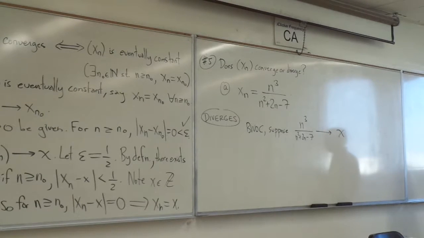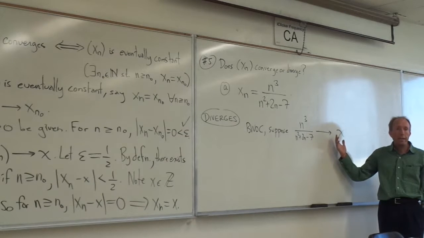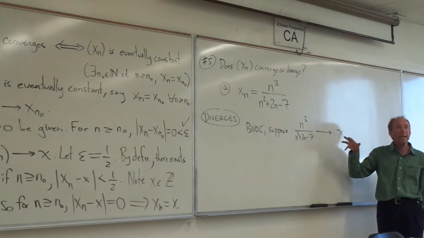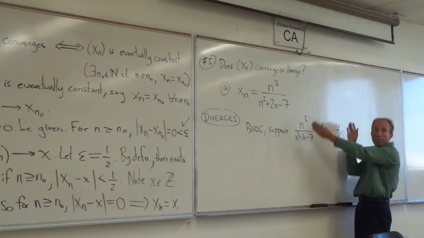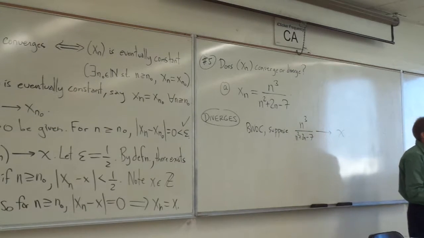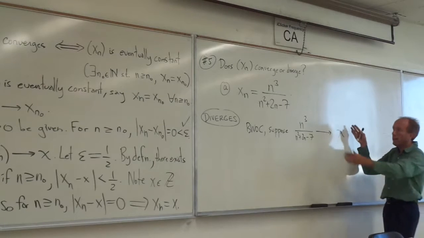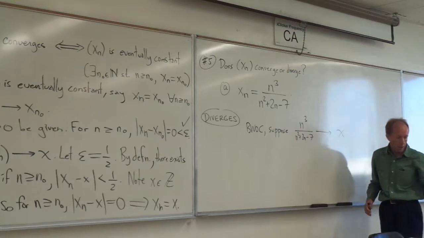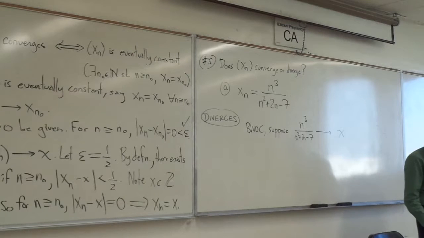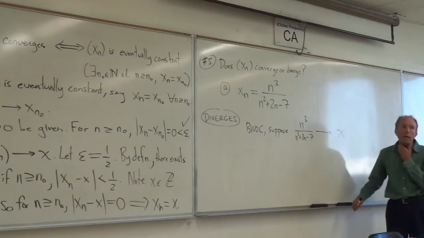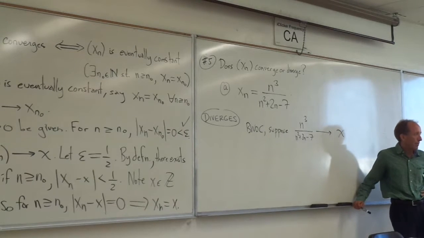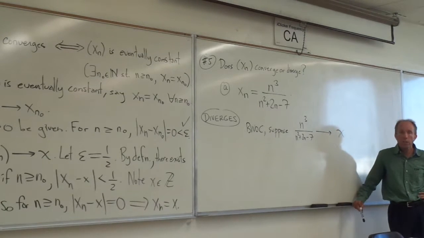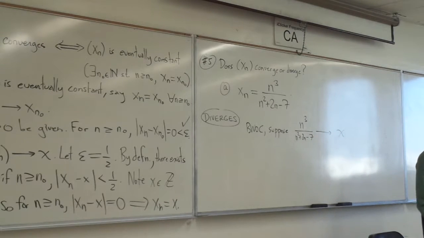So now what? That means that if it does converge to x, given any epsilon greater than 0, I'll be able to find an n naught such that the absolute difference between these two things is less than epsilon. The trouble is that I don't know what x is, and the difference between these two things less than epsilon is going to look like a pretty messy expression. So I'm going to suggest we do something a little different, which is we try to use the limit theorems.